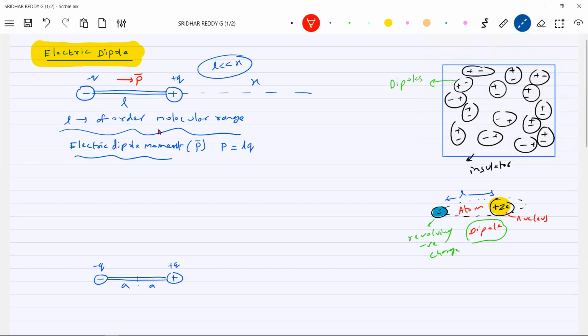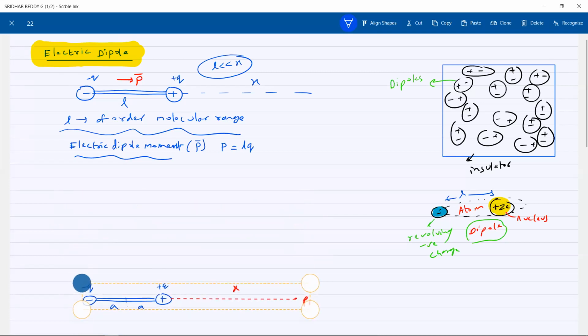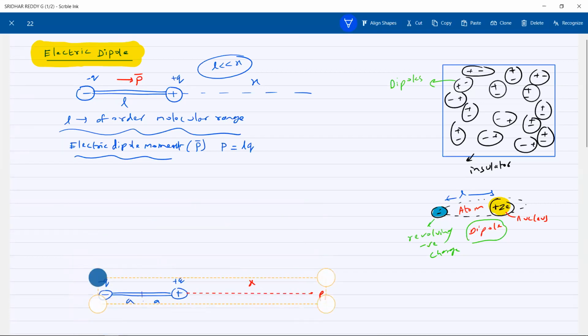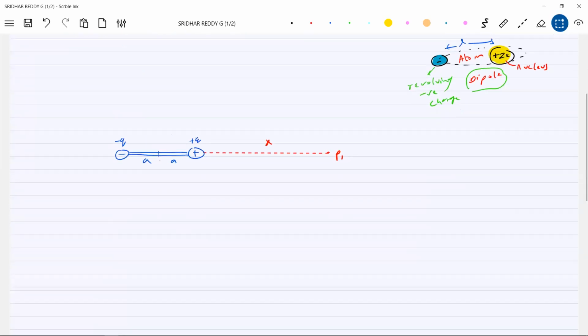So first, let me go for the field strength at a distance x. Let me take this point P. What is the electric field strength at point P? We know enough mathematics, and also Coulomb's law, which we know for point charges. We'll apply this. First we'll calculate.